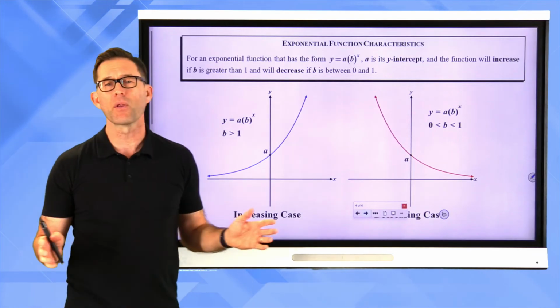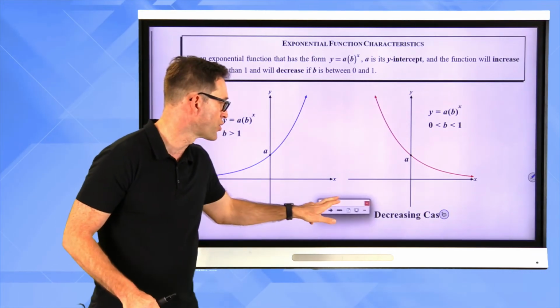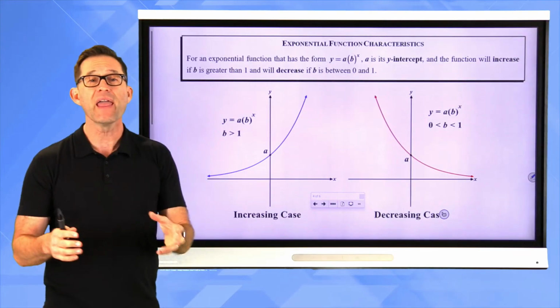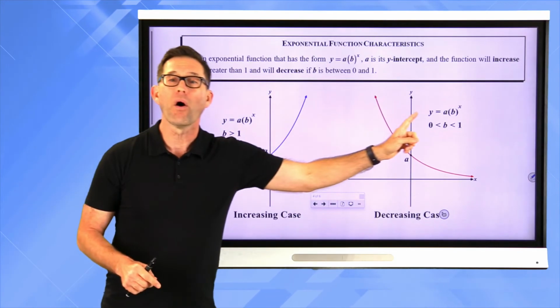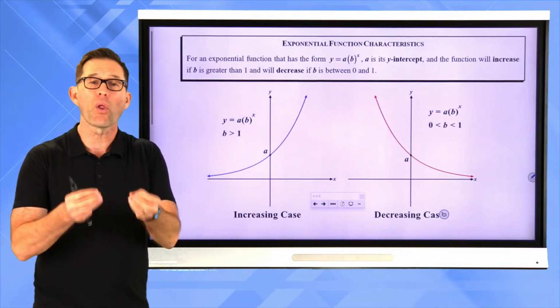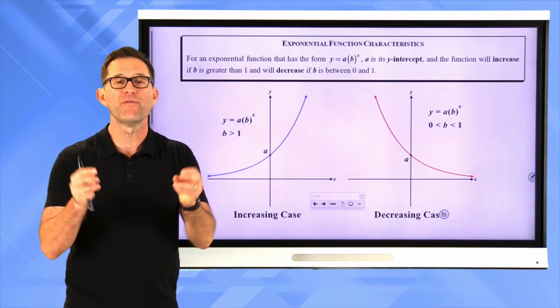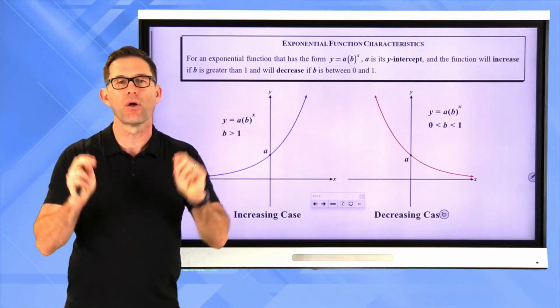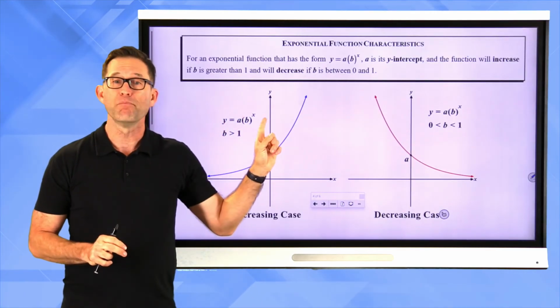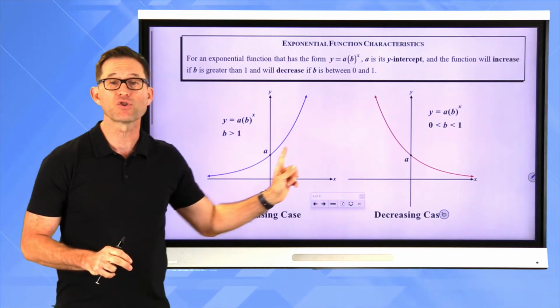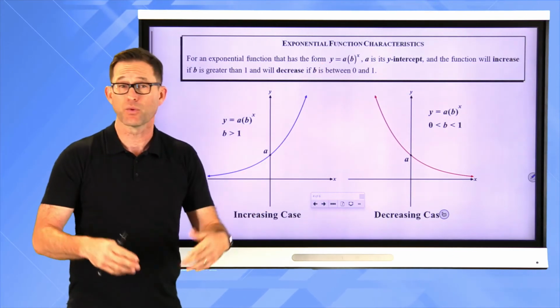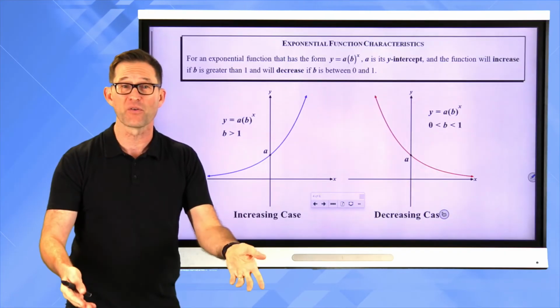For most normal exponential functions, a and b are both positive numbers. A will always be the y-intercept. It will always be where the function kind of starts along the y-axis. Now b, the base, if that is greater than 1, then we'll have a function that increases because we're multiplying by a number repeatedly greater than 1.